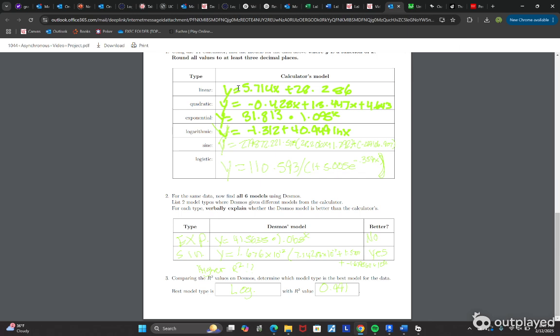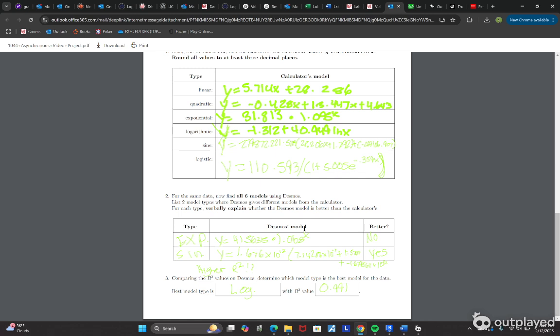Right, and then looking into the third part of the video, or actually, the verbal explanation. I picked out which one was better between the calculator and Desmos. These are the two that I found the most different, the exponential and the sine. I found a difference in the model shape in general. And the way that I picked which one was, quote unquote, better, I picked by the higher R squared value. So these two were the ones that were different.